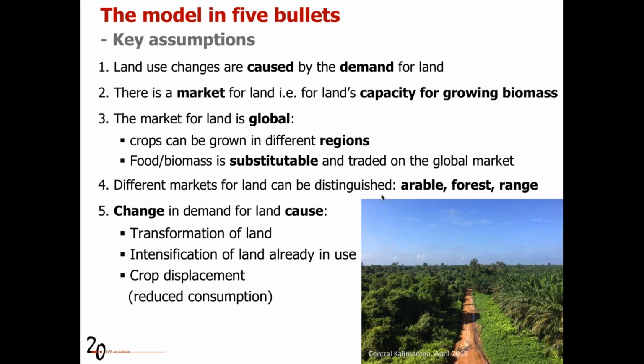So it could be, if you remember the tortilla crisis in Mexico, when the US was having the bioethanol boom, we saw that there were price increases in corn in the US market, which led to reduced consumption of corn in Mexico. So that's the third possible effect we can have.